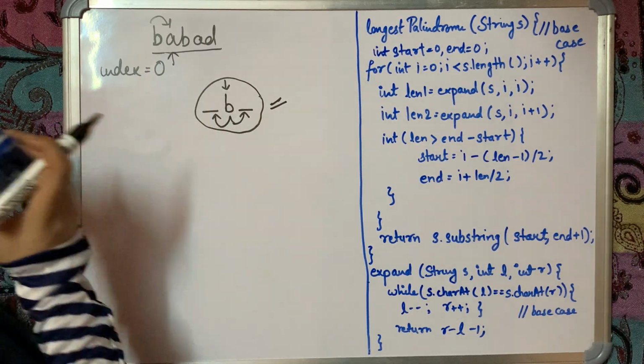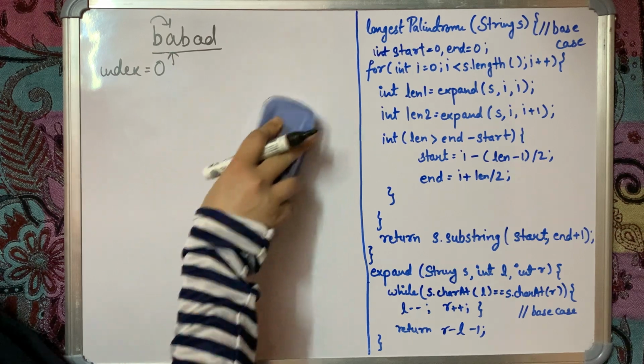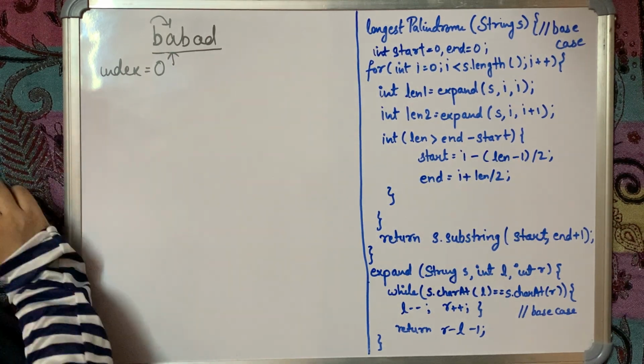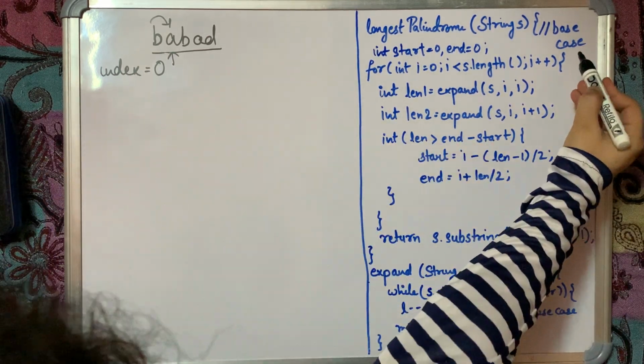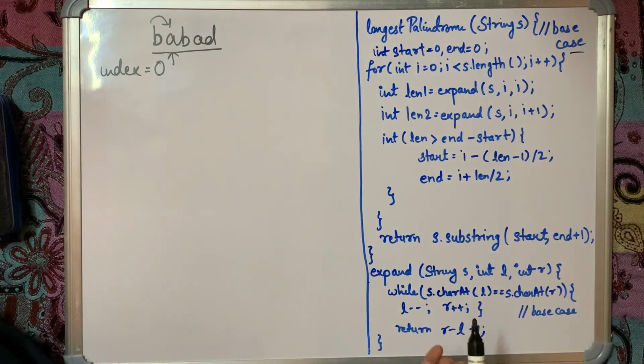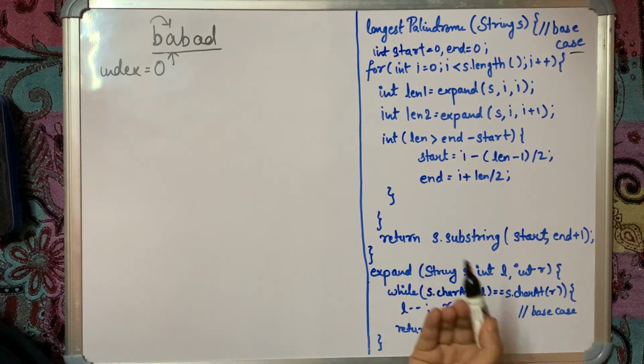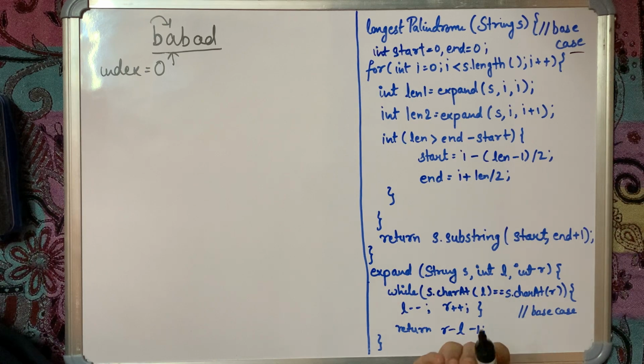Maybe let's run an example and side by side keep looking at the code. Base cases I have mentioned here: you have to check whether the string is null or not. If the string length is 0, then you return 0. If it's 1, then it's a one length palindrome, you can return it.